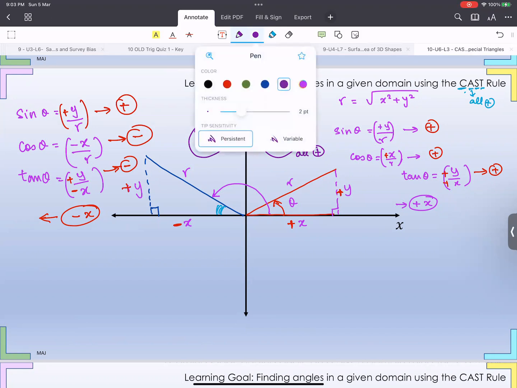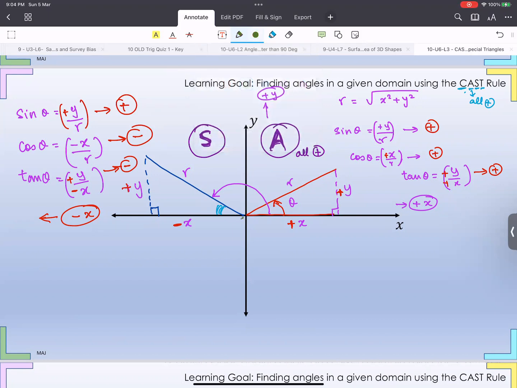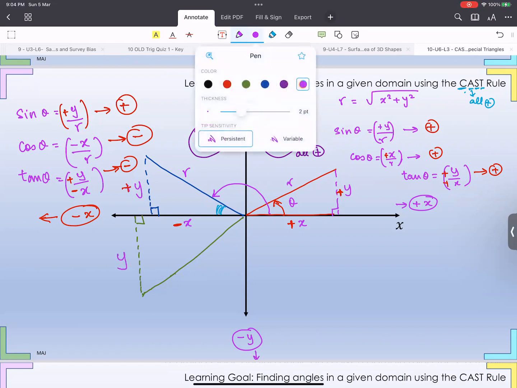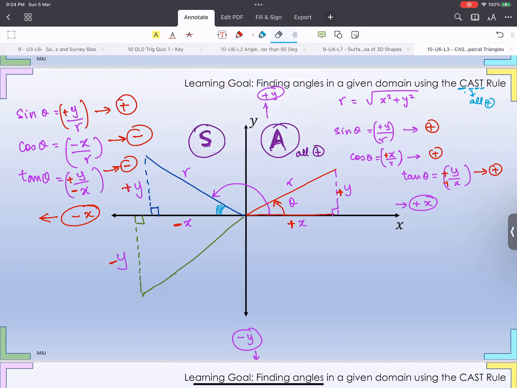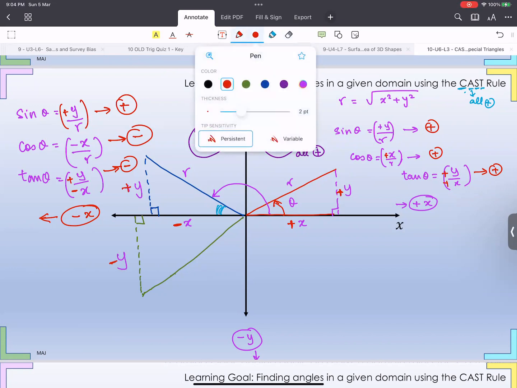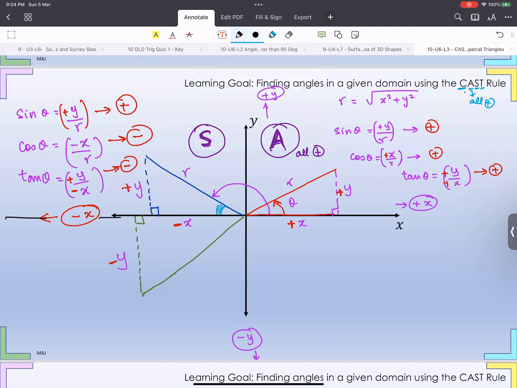Let's draw another terminal arm, and this time maybe in the third quadrant. And as usual, we'll drop a perpendicular to the x-axis, okay? Now, what's happening with the y value? This is negative y, right? Negative y is in this direction. So the y value here is going to be negative along with the x value, right? So if we have a negative x value and a negative y value, what happens to sine, cos, and tan? Let's see. Sine of theta.